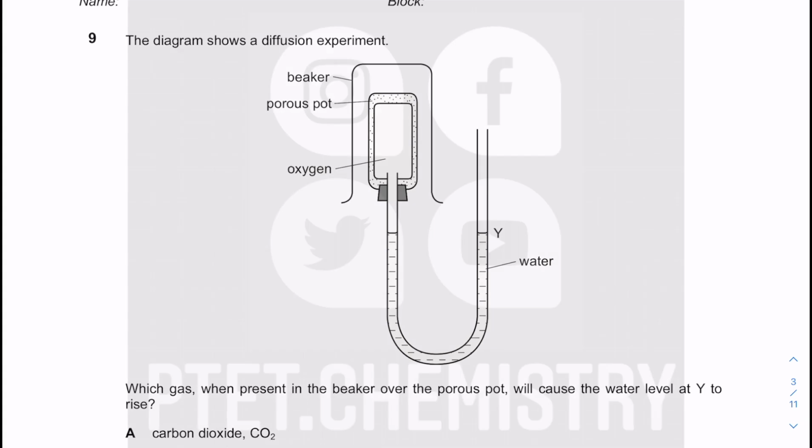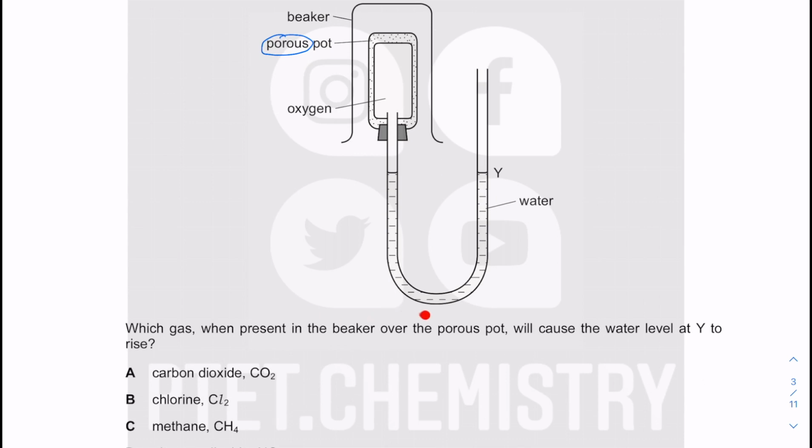Question 9, which gas when present? This kind of question is very common to show the principle of diffusion. This is a porous pot. Porous means the gases can go in and out. Inside is oxygen, outside is just water, and outside the pot is air. If they are equalized, that means the pressure inside is equal to the pressure outside.